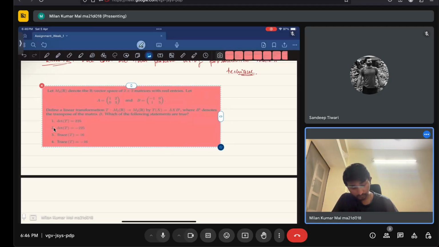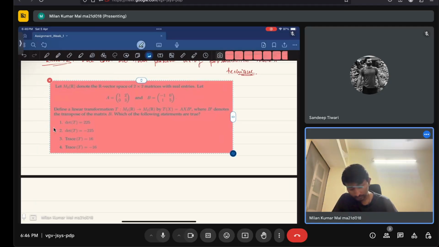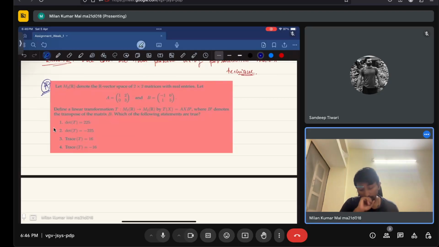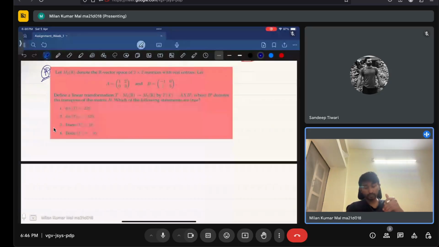This is the third problem. It says: let M2R denote the real vector space of 2 by 2 matrices with real entries. R means real vector space. Let A be this matrix, B be this matrix. Define a linear transformation T by T(X) equals A X B transpose, where B transpose denotes the transpose matrix. Which of the following statements are correct? Determinant of T is equal to 2 to the 5.